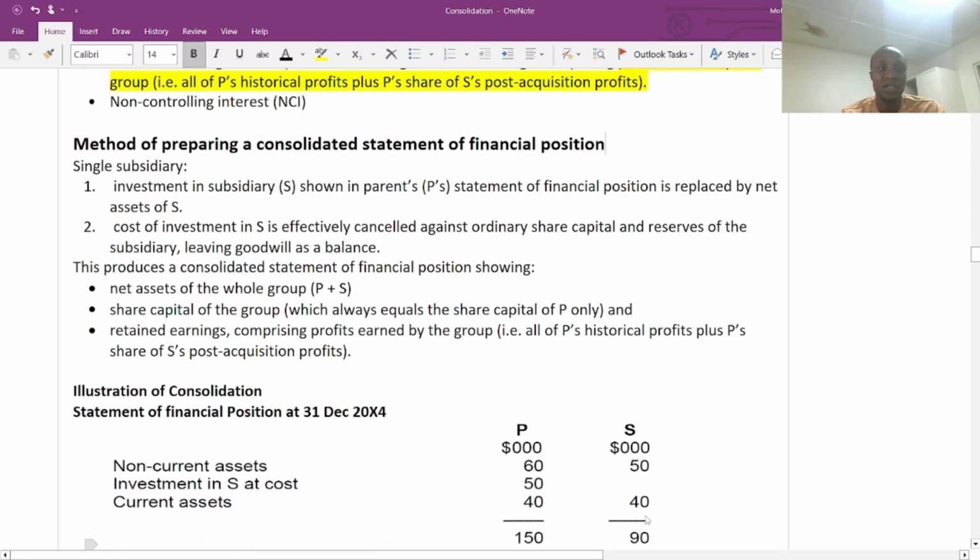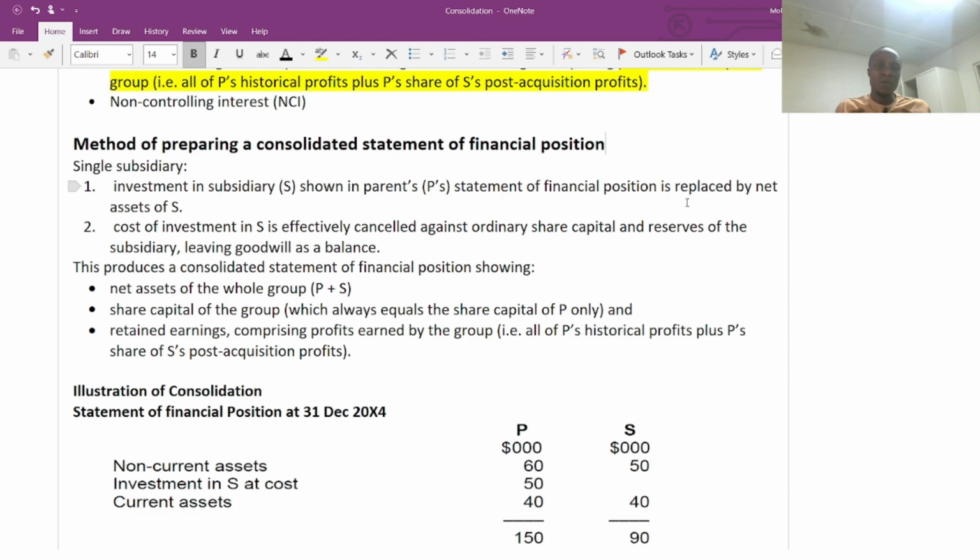For a single subsidiary, in a situation where we only have one subsidiary, the investment in subsidiary shown in the parent statement of financial position is replaced by the net assets, as I already mentioned. When we look at the individual parent financial statement, we can see the investment in subsidiary. We can see a figure, the investment in S, because we show in the financial statement of the parent company that we have invested in this subsidiary. So we need to show it in the individual financial statement.